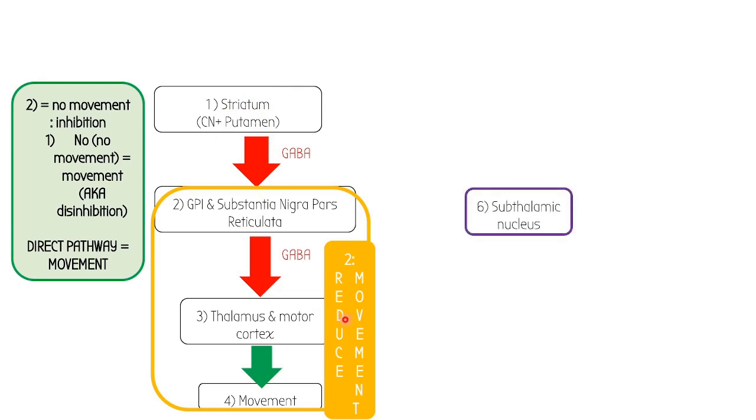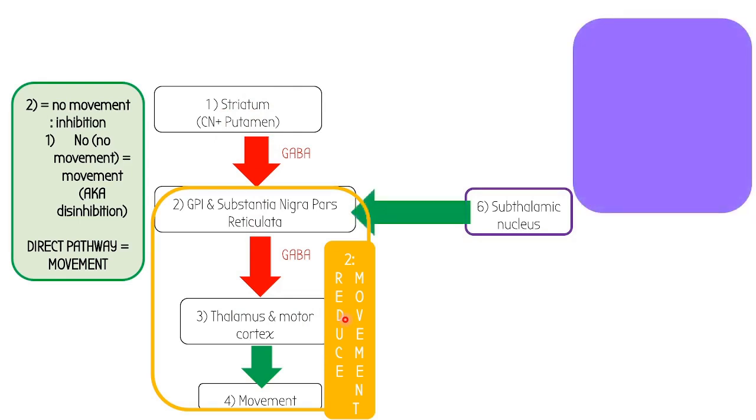Alrighty, so let's talk about our indirect pathway. I said our indirect is going to inhibit movement. So if we start with our subthalamic nucleus, this is going to have an excitatory input to this blob here. Remember, this blob reduces movement, so if you're increasing the reduction of movement, all you're going to do is reduce movement further. So your subthalamic nucleus, the role of that is to lead to less movement overall.